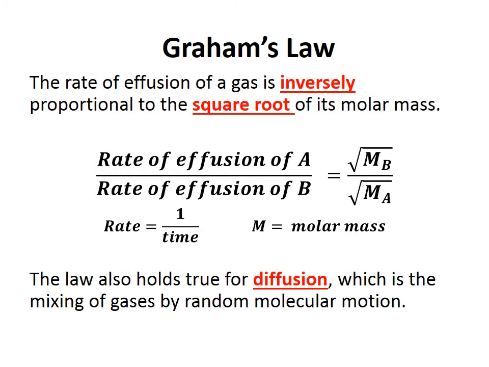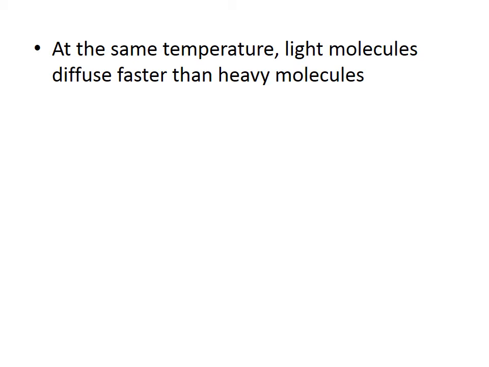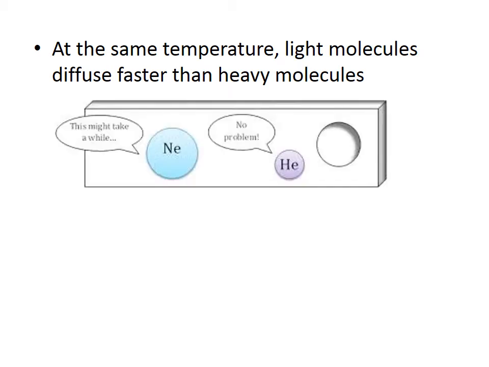Now the law also holds true for diffusion, which we talked about a bit before. And we said diffusion is the mixing of gases by random molecular motion. So we look at some examples of how we can utilize Graham's law to determine molar mass and also compare rates of effusion. At the same temperature, light molecules will diffuse faster than heavier molecules. Here we see an example of this. Helium, which is lighter than neon, is going to get to that hole much quicker than the neon molecule.